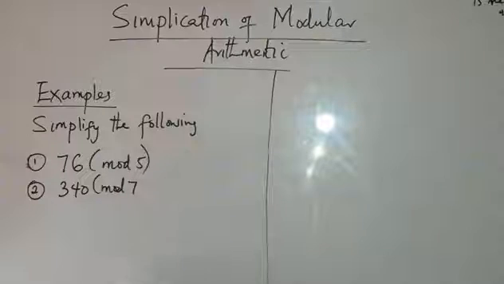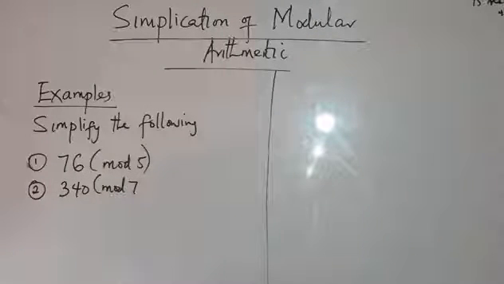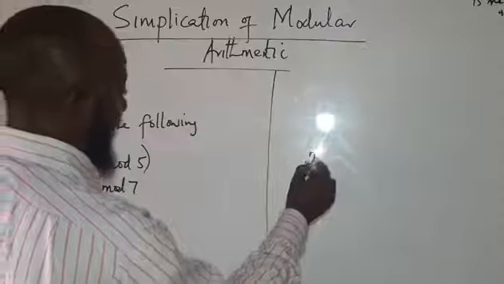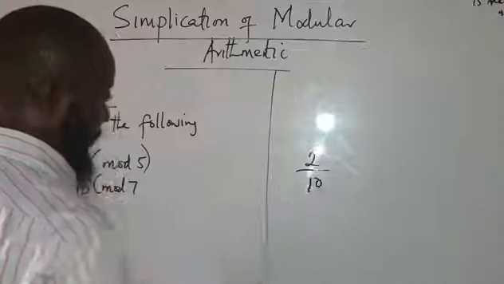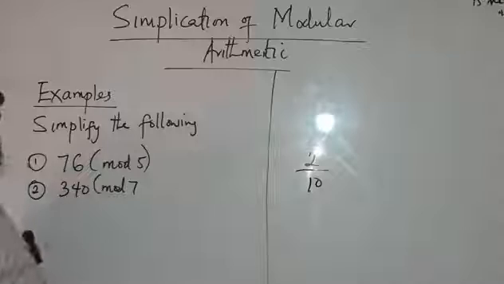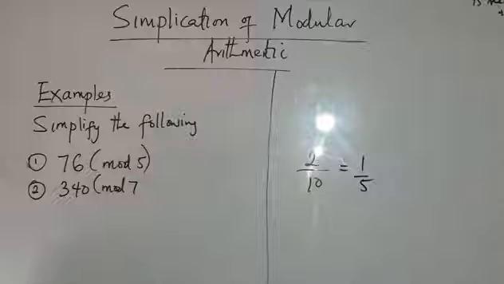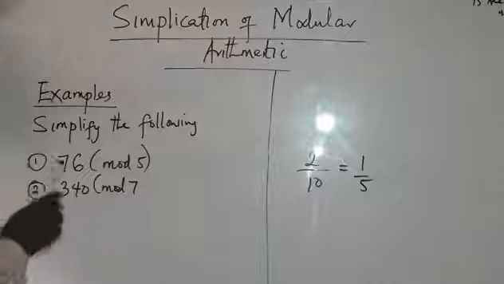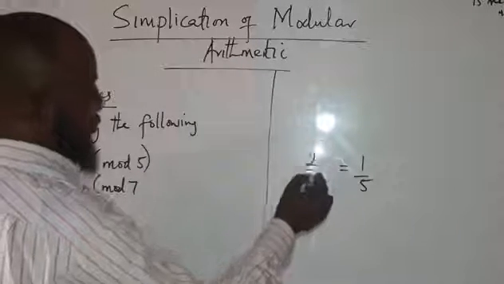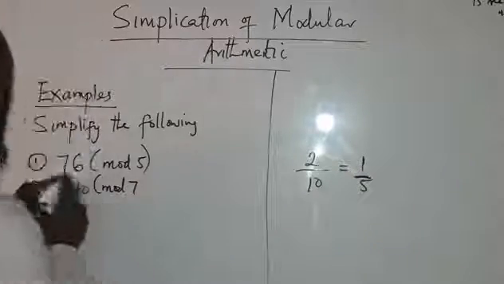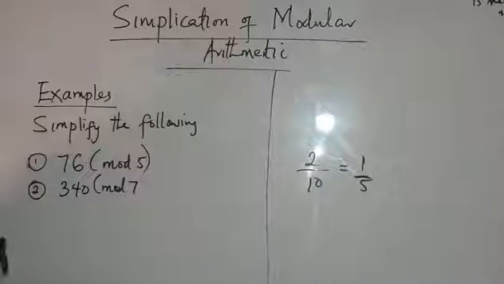Now, simplification of modular arithmetic. When you are asked to simplify anything, they're asking you to reduce it to its lowest term. Just like when you have the fraction 2 divided by 10 and you are asked to simplify this, it means you are reducing it to its lowest term. That is going to give you 1 over 5. So the same thing will be applied here. This is saying that 2 divided by 10 is equivalent to 1 divided by 5. So what will this 76 be equivalent to? That's what we want to look at in this video.